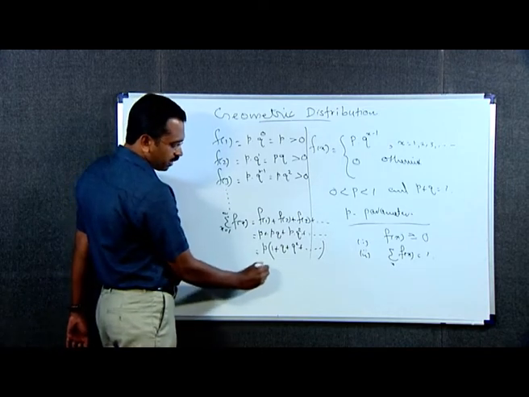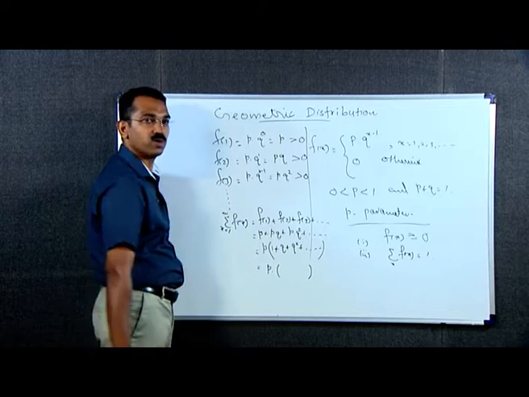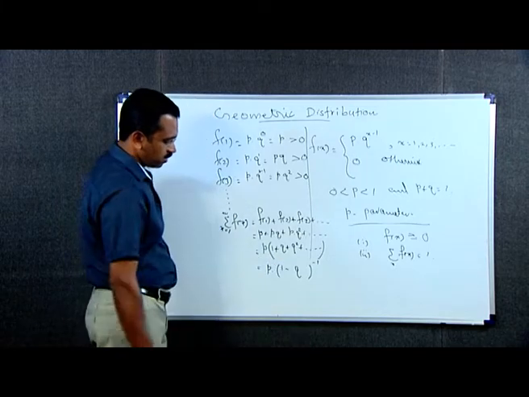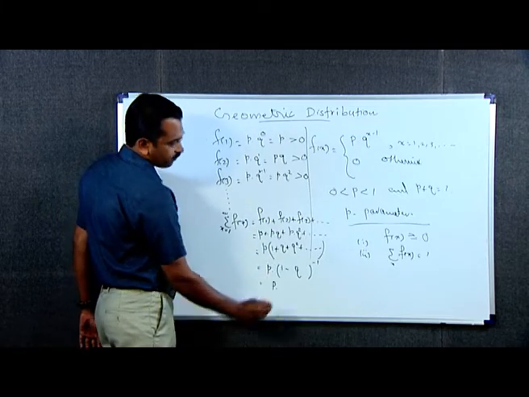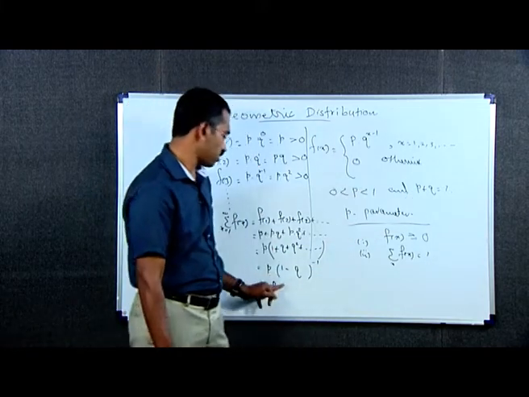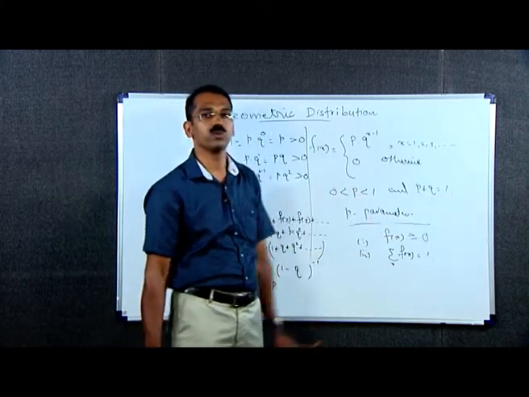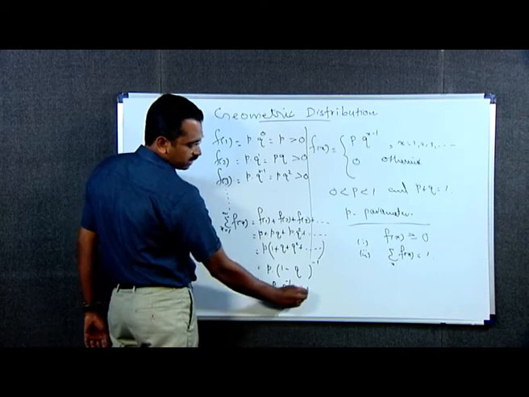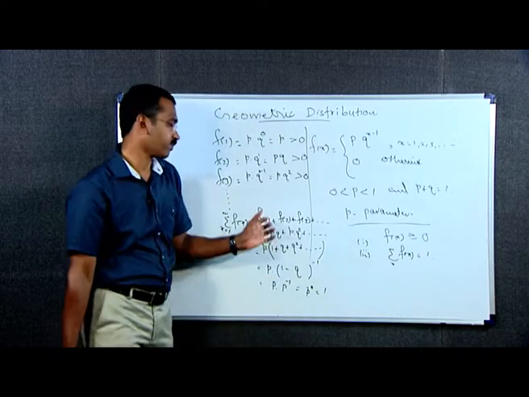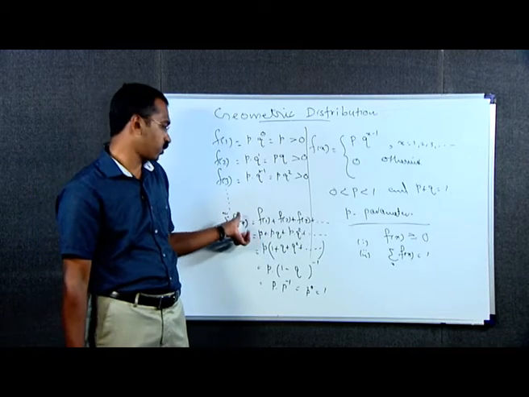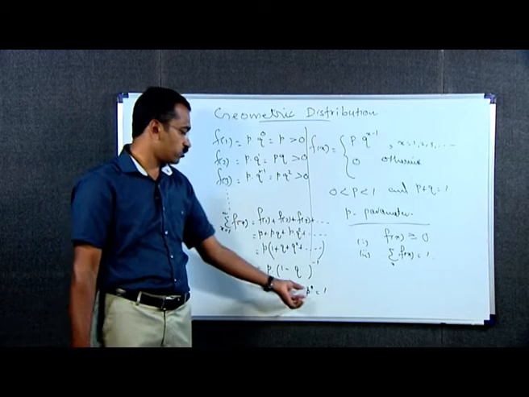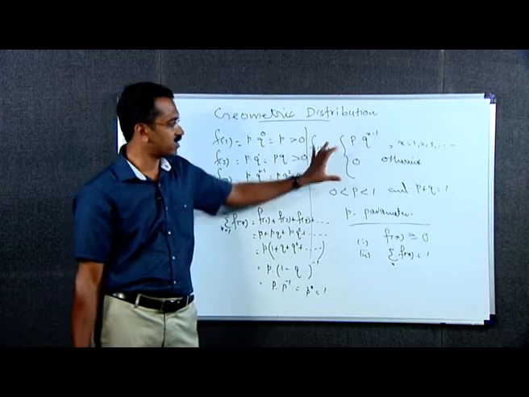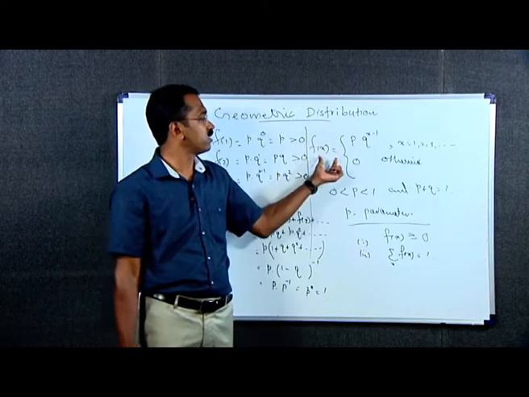That is equal to p into the binomial expansion of 1 minus q raised to minus 1. Here p plus q equal to 1 means 1 minus q is equal to p. Therefore, p into p raised to minus 1 is equal to p raised to 0, which is 1. That is, the total probability is equal to 1. The second condition for a PMF is also satisfied by this function. Therefore, this is a PMF.